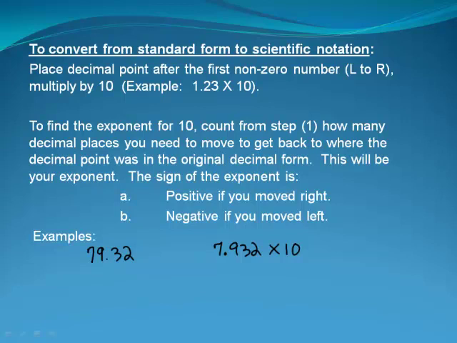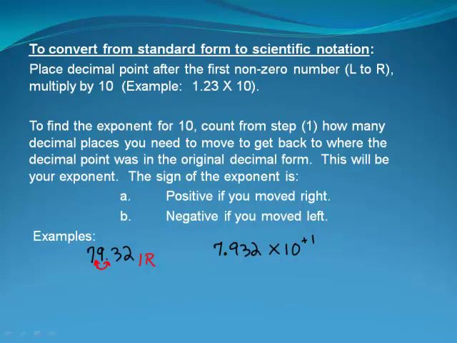So take the decimal place where you put it, we put it here, and figure out how many places you'd have to move that to get it back to where it originally was in standard form. Do you agree with me that you'd have to move one place and you'd have to move right to get it back to where it originally was? One right, in terms of scientific notation, means positive 1. Positive is right, negative is left. And to check that, if you take 7.932 and multiply it by 10, you do get 79.32. It's the same number, just written differently.